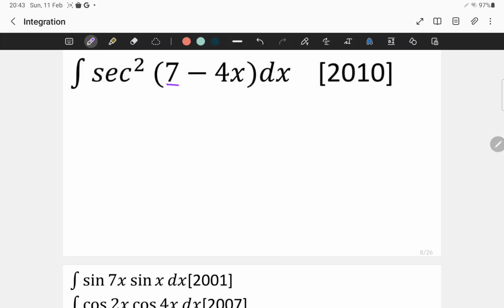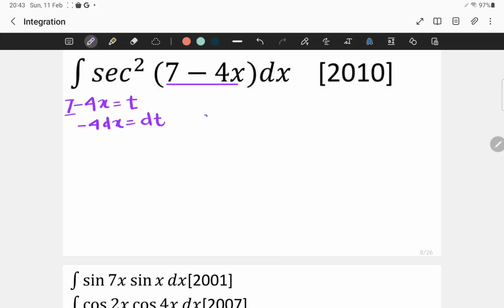So here we have a linear function. It is not quadratic or cubic or exponential. So we can just put 7 minus 4x equals t. So minus 4 dx, differentiating both sides. Derivative of constant is 0. 4x becomes minus 4 dt.